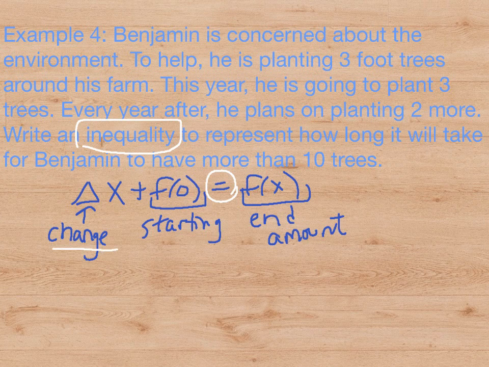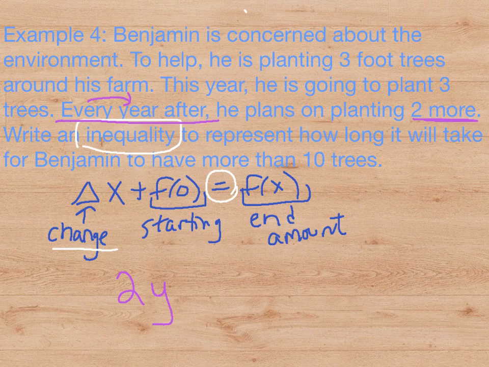If I go back and read through, he is planning each year after, right there, every year after, he plans on planting 2 more. So every year he's going to plant 2 more trees. So my change is that number, which is 2. And the variable, if we go back to look to see what word is represented with year, every, we see that it's year, so maybe our variable is going to be y.